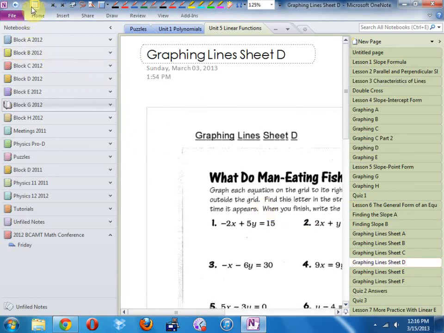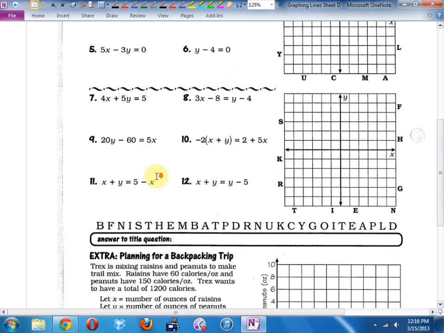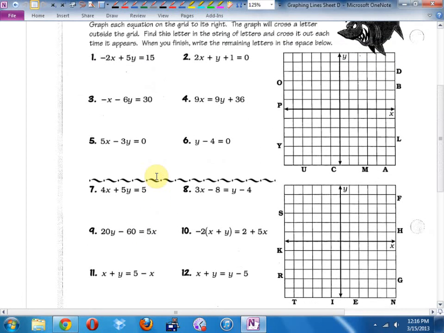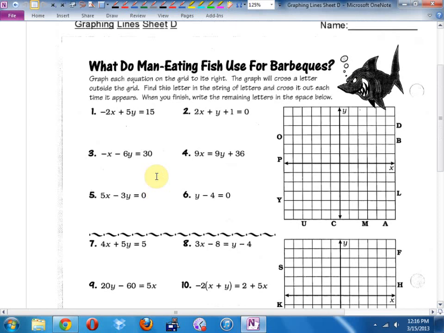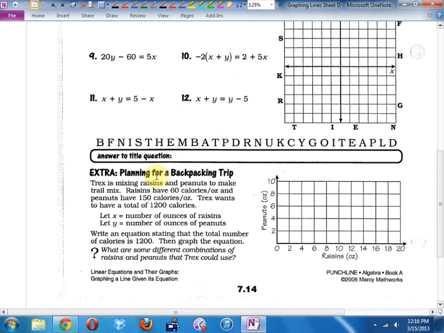And the last one. Says graph each equation on the grid to its right. Again, they're not in slope-intercept form, so you'll have to do some rearranging, maybe on a separate piece of paper, or maybe you might be able to write small enough to do it right on there. And you can find out, what do man-eating fish use for barbecues? Apparently not, because I don't think that quite works when you spell it out.